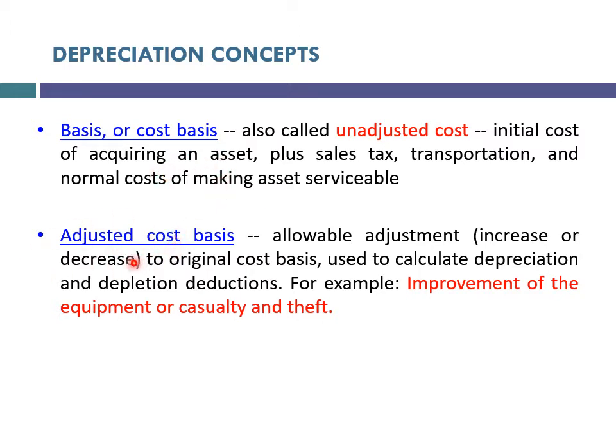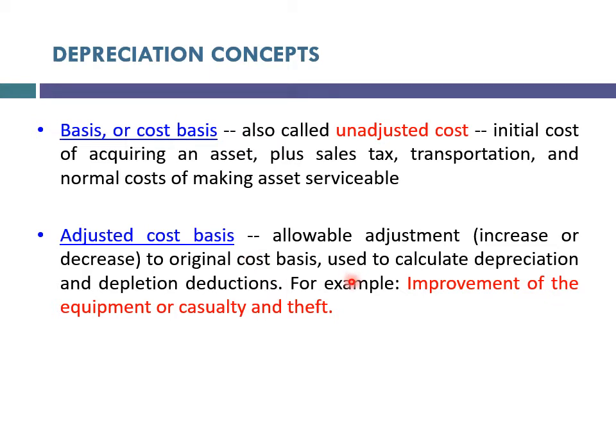Sometimes we may need to adjust this cost basis, and in that case it's called adjusted cost basis. And this is the allowable adjustment on top of the original cost basis. And when we do these adjustments, it can be an increase or decrease on the original cost basis.